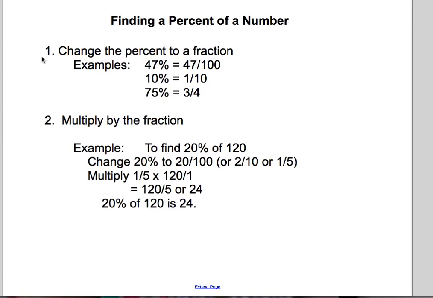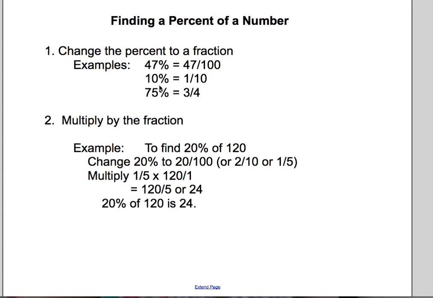1. Change the percent to a fraction. Okay, for example, that's easy to do, remember, because any percent, like 47%, is the fraction 47 over 100. Okay, 47% means per 100. So 47 hundredths is equivalent to 47%. Or like 39% would be 39 over 100. 73% would be 73 over 100.